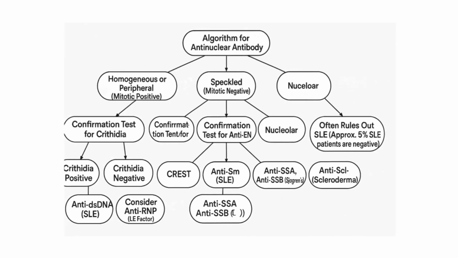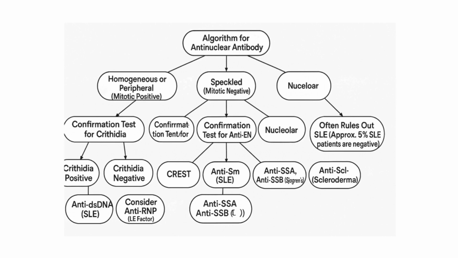This flowchart explains how laboratory testing for anti-nuclear antibodies, ANA, proceeds step by step. If the pattern is homogeneous or peripheral, meaning mitotic positive, the next step is confirmation using the Crithidia test.